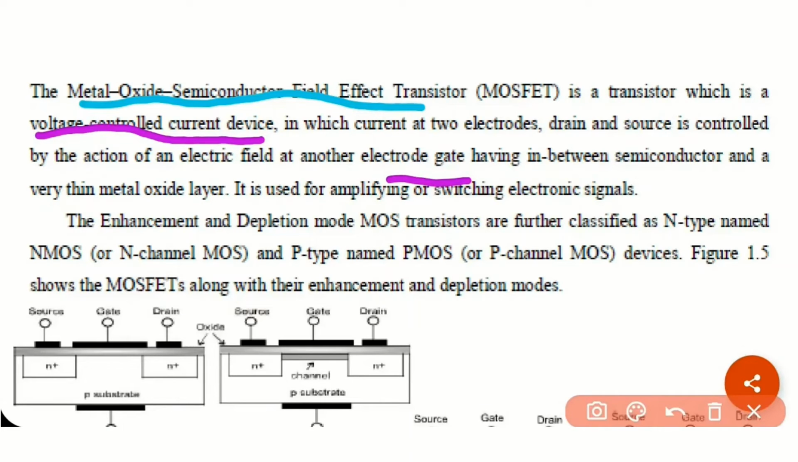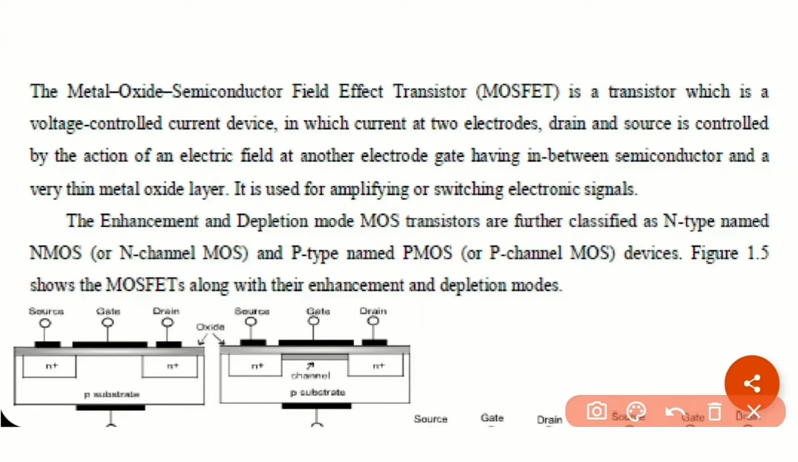having in between the semiconductor and a very thin metal oxide layer. It is used for amplifying or switching electronic signals. Clear? So you should always keep in mind that MOSFET is a voltage controlled device.